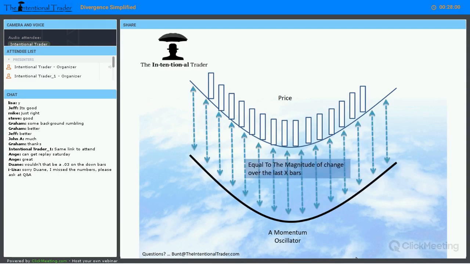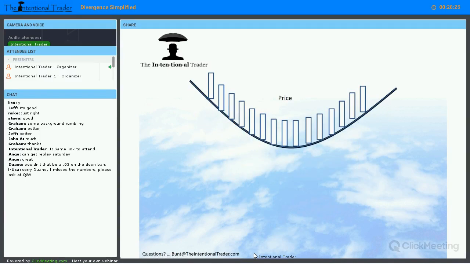Okay. So we're going to have this equal magnitude of change over the last X number of bars. And at any point along this line, these lines are going to agree with each other. This line's going up here. It's going up here. It's going up here. It's going up here. See how they're in agreement with each other? Pretty much anywhere along the slope.